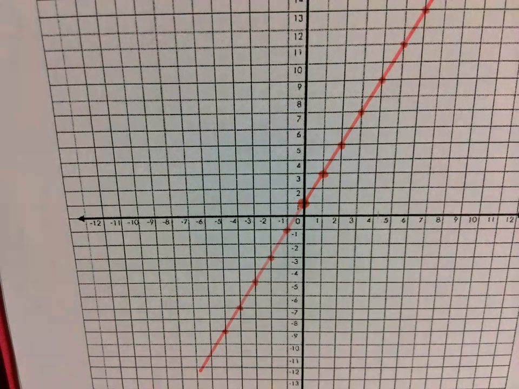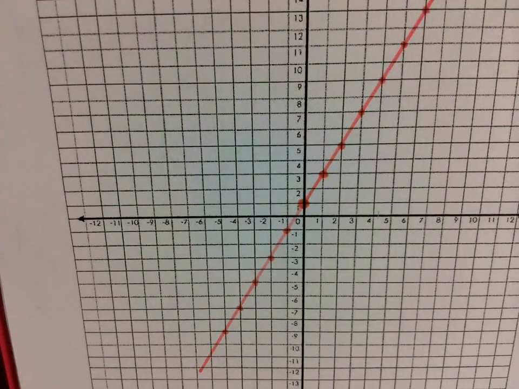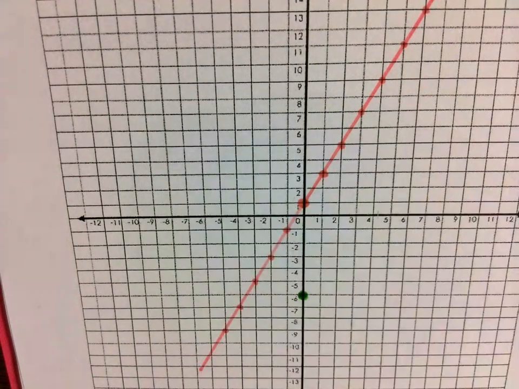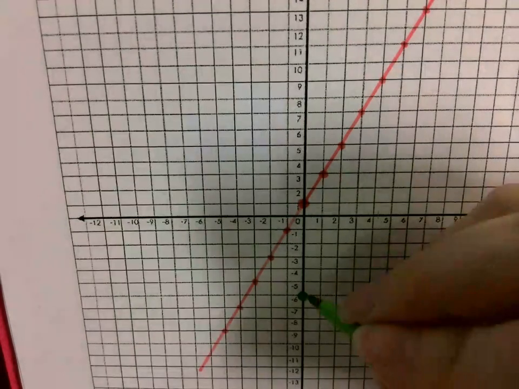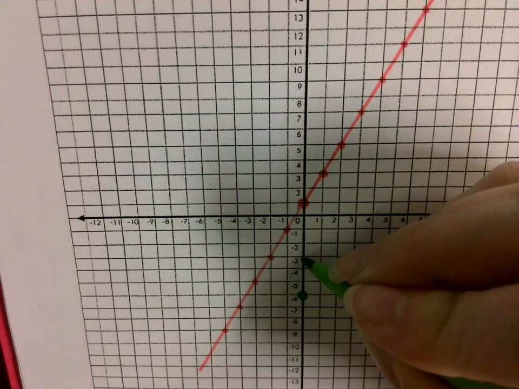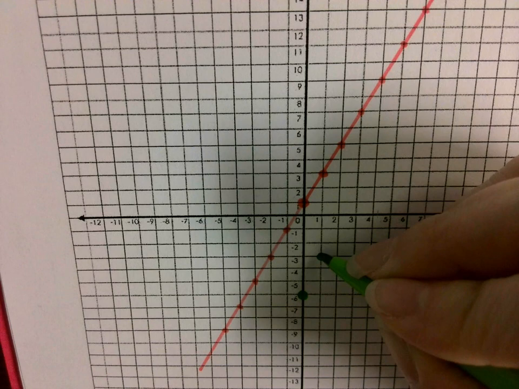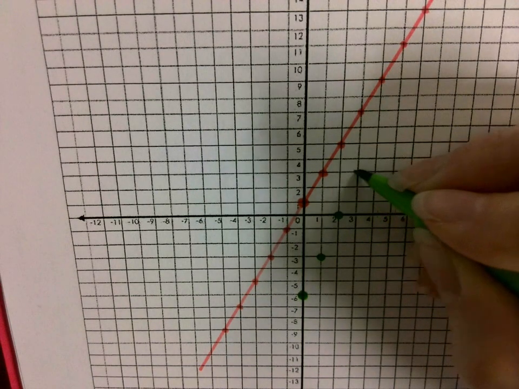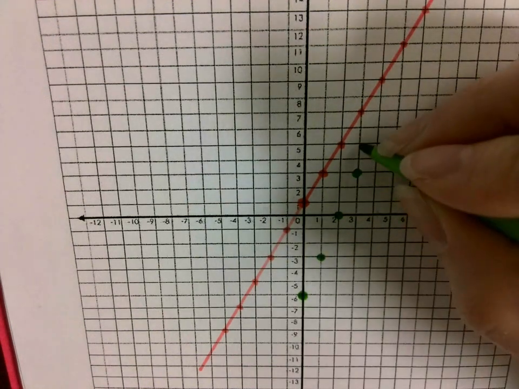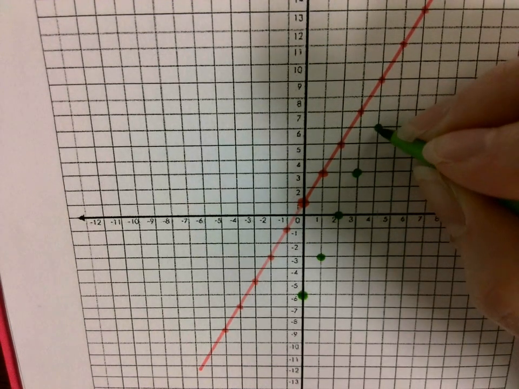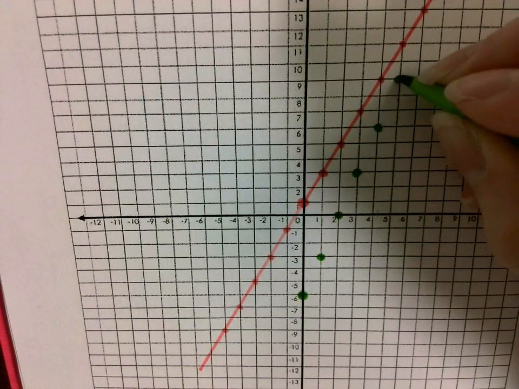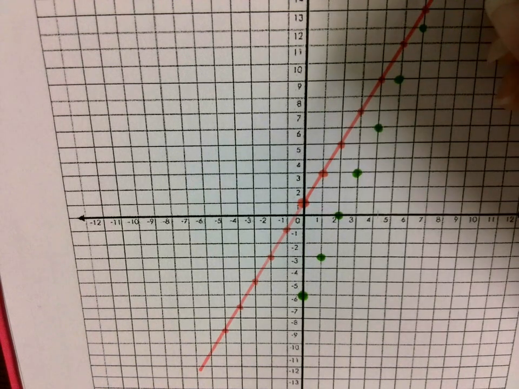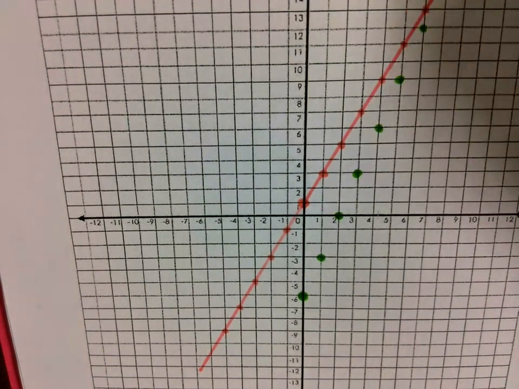Okay, for my second equation, I'm at 0, negative 6 for my y-intercept. And then I'm going to go up 3 to the right 1, up 3 to the right 1, and I'm going to keep going, up 3 to the right 1, until eventually I'm going to make an intersection.